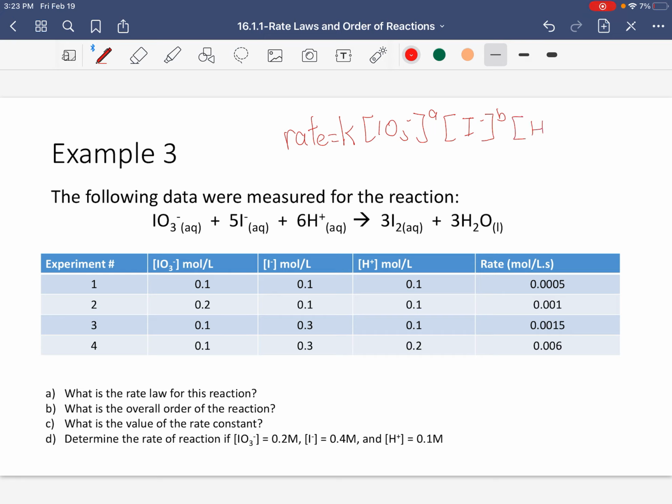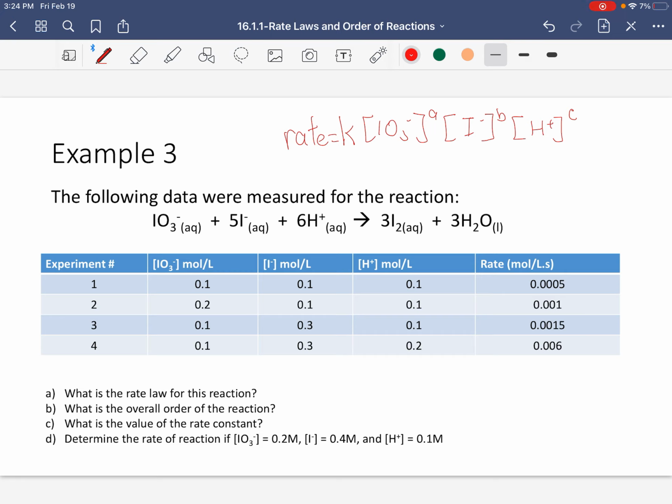Oh no. There's 3 reactants. Potentially it can be a third order reaction. But who knows? Maybe it's not. Maybe one of them is a 0, right?